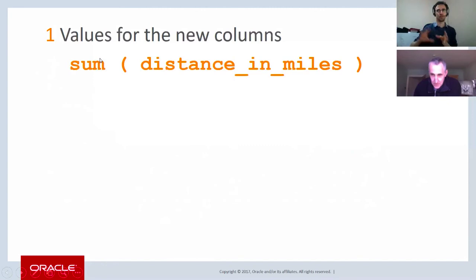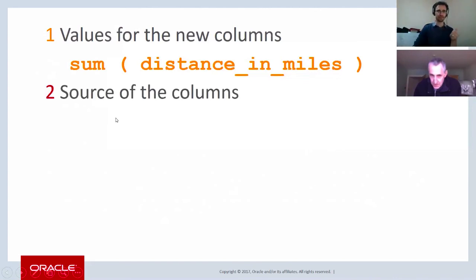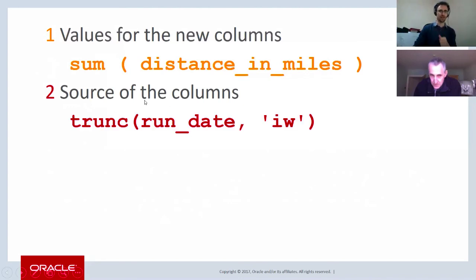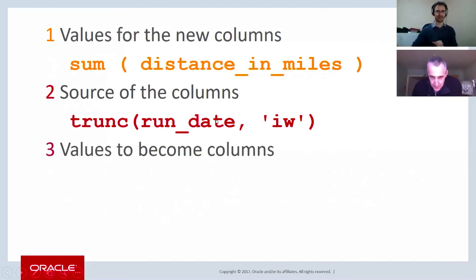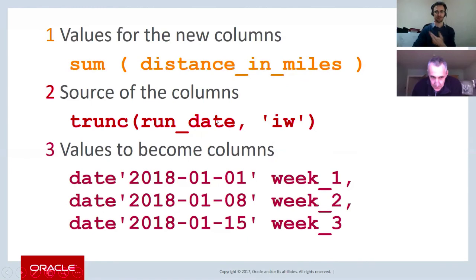Next, we need to define what these new columns are and where those values come from. So where do we get the values that become the new columns? Which is the source? And that was that expression I showed a minute ago, the trunc of the ISO week. So what we're doing is converting the date to a Monday and using that value to say what the new column values are. Finally, we need to actually specify the values. Which values become the new columns? And that's just the 3 dates. So the Mondays are those weeks. So those are the 3 steps.